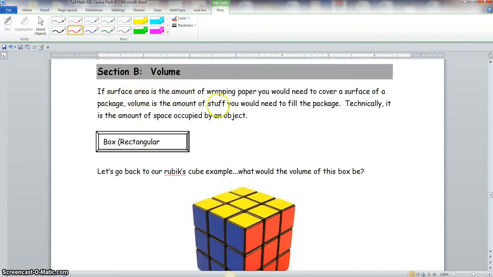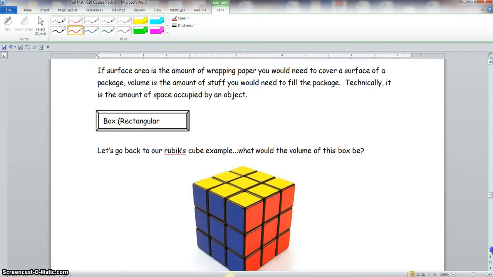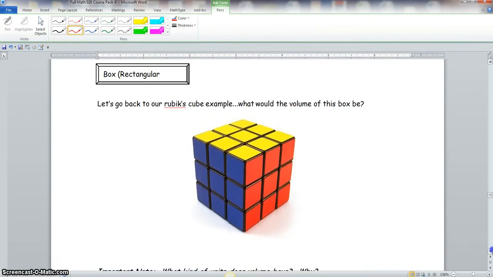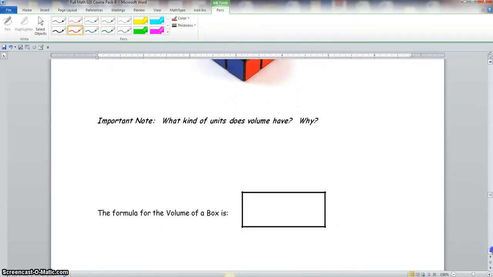Next we come to section B, volume. If surface area is the amount of wrapping paper you would need to cover a surface of a package, volume is the amount of stuff you would need to fill the package. Technically, it is the amount of space occupied by an object. Let's go back to our Rubik's Cube example. What would the volume of the box be? Now, that's something for you to ponder for later, like I said before.